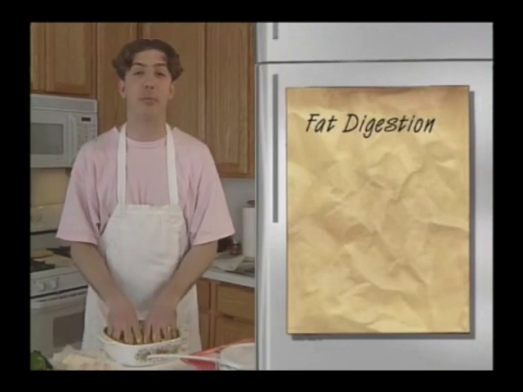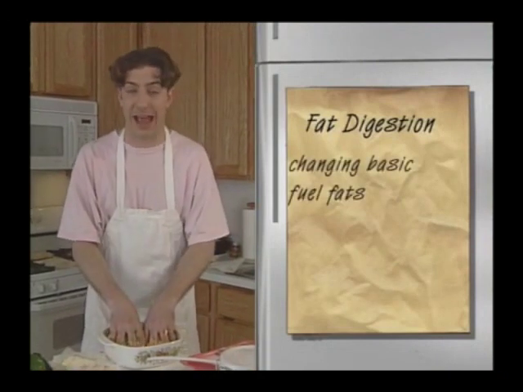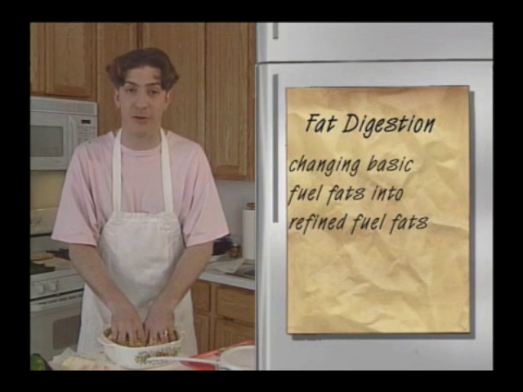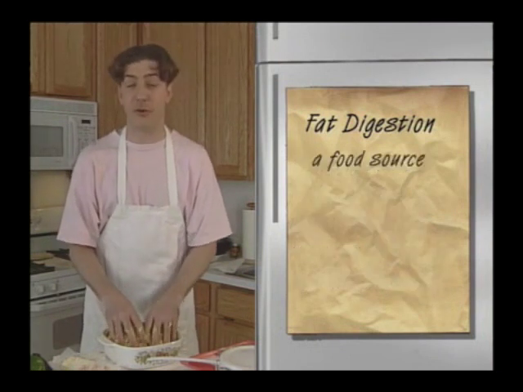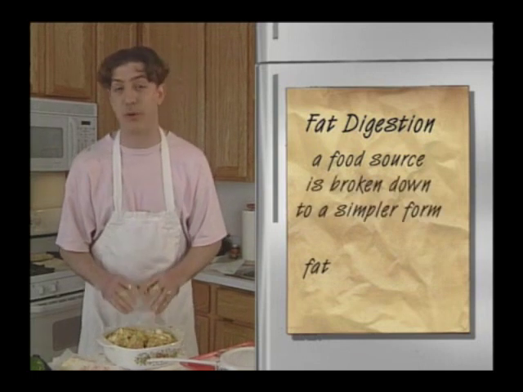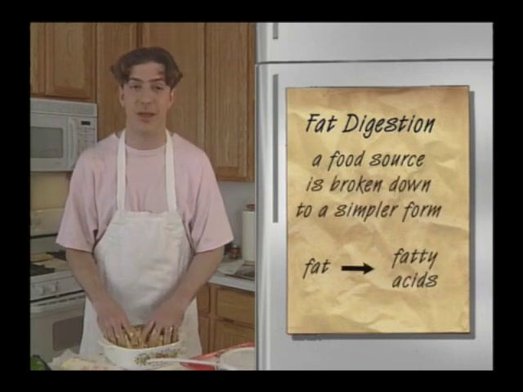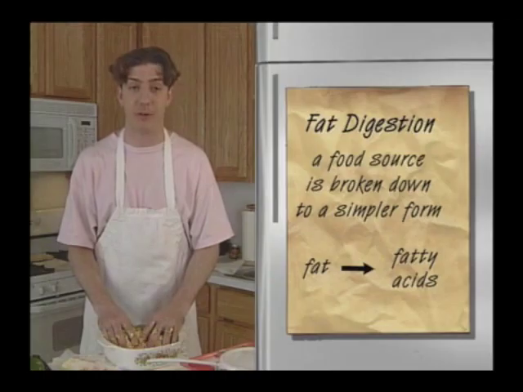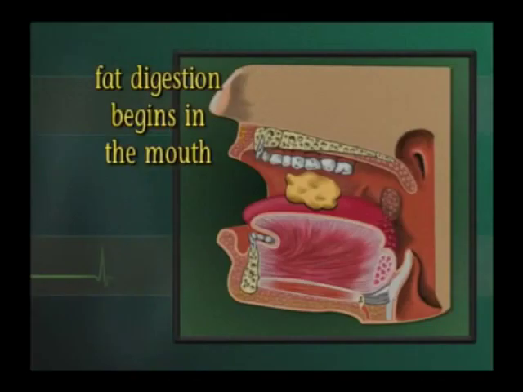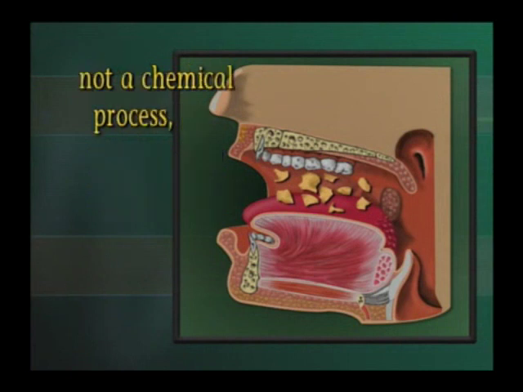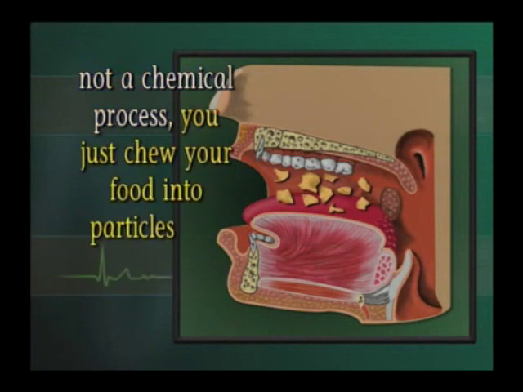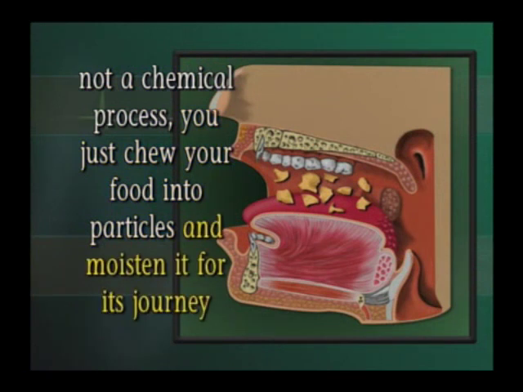Fat digestion is the process of changing basic fuel fats, like butter, into refined fuel fats that can be burned by the cells for energy. This just means that a food source like fat is broken down to a simpler form like fatty acids. There are several steps in the fat digestion process. The fat digestion process begins in the mouth, where fat is broken down for passage into the stomach. This is not really a chemical process. You just chew your food into small particles and moisten it for its journey.